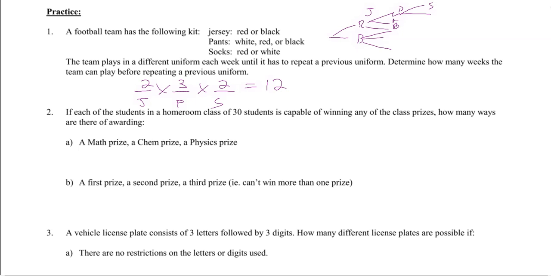If each of the students in a homeroom class of 30 students is capable of winning any of the class prizes, how many ways are there of awarding a math prize, a chem prize, and a physics prize? All right, so how many students could win the math prize? 30, right? 30 kids in the class. How many students could win the chem prize? 30, right? Can you win both? Well, it doesn't say you can't. So for each prize, there are 30 students. So how many ways could those 3 prizes be distributed? 30 times 30 times 30 is 27,000.